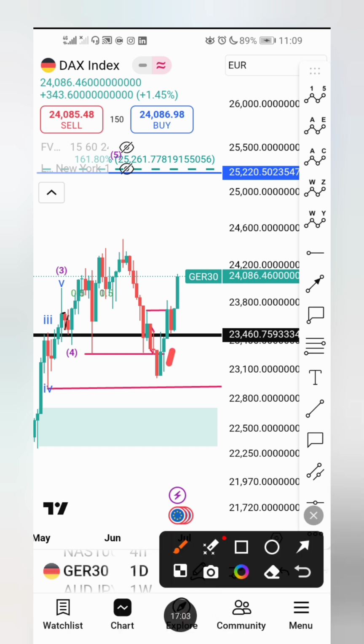I'm still holding. So what am I expecting now from this German Dax? I'm expecting a correction to here, then another move. Here is the first target, while here is the second target. What I noticed about German Dax is that it doesn't move so fast. It moves slow and short, slow and steady. That is all for this German Dax.